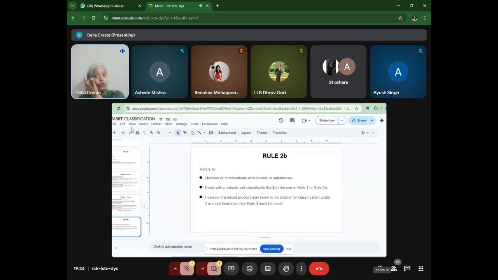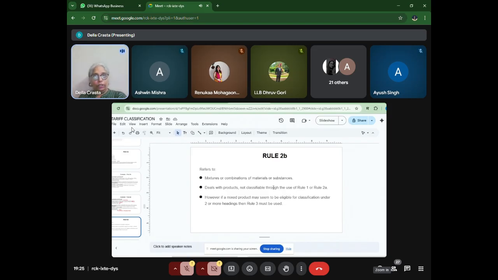Now, what form is Rule 2b telling you? Rule 2b is talking about combinations of materials or substances. Means mixtures or combinations, where more than one or two articles or materials are mixed together or combined together. Then how would you classify the product? It may so happen that a single product A is made of product X and product Y, and product X has a classification number in the tariff, product Y also has a classification number in the tariff. So how will you classify that entire product A? This is the situation for Rule 2b.